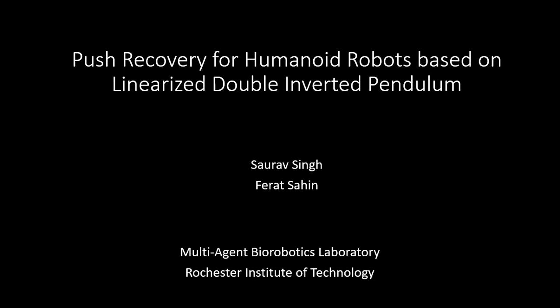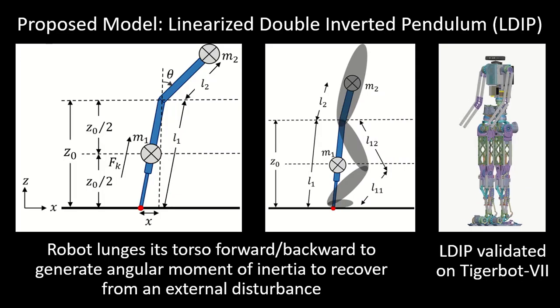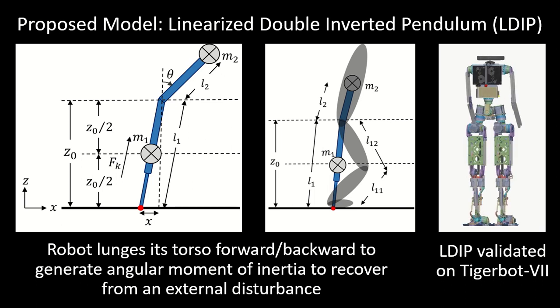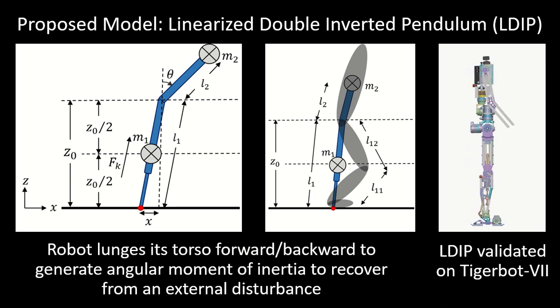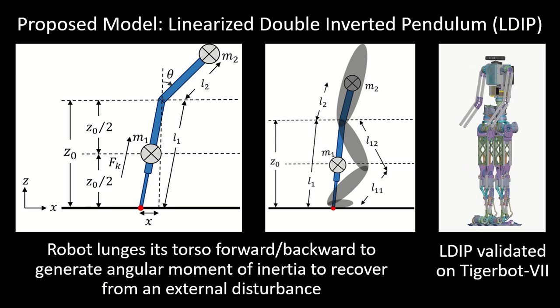In this video, we introduce the Linearized Double Inverted Pendulum, or LDIP, model and show some of its applications in humanoid push recovery. The LDIP is a simplified model that can approximately represent the dynamics of a complex, high degree of freedom humanoid robot.